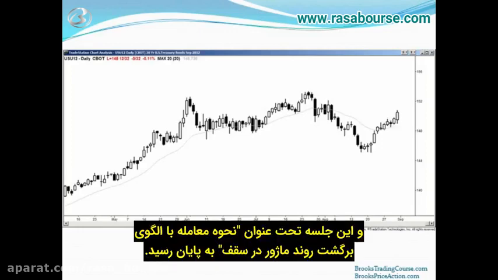And that is the end of the module on trading major trend reversal tops.